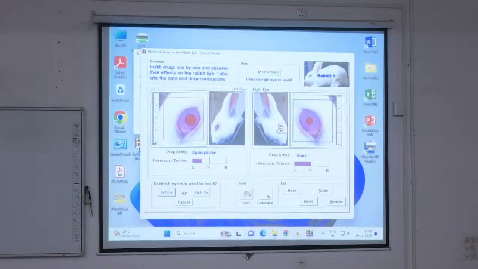Light reflex present in the normal eye, but light reflex is lost in the epinephrine instilled left eye.